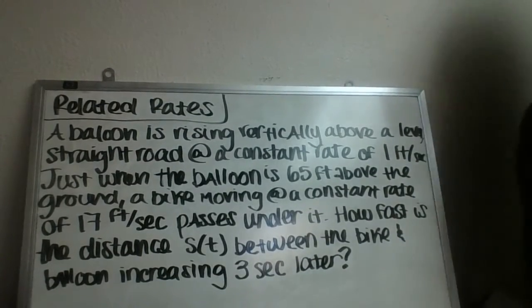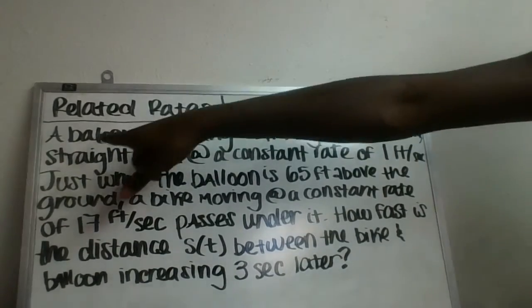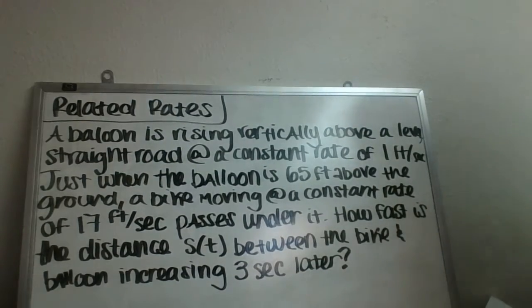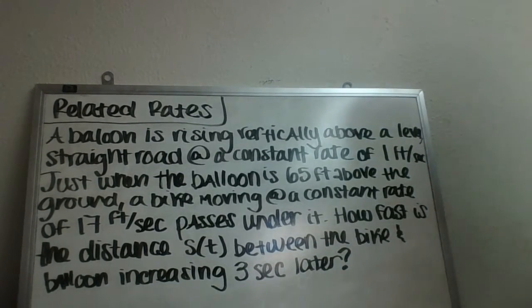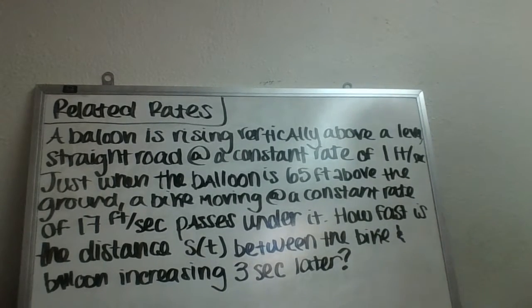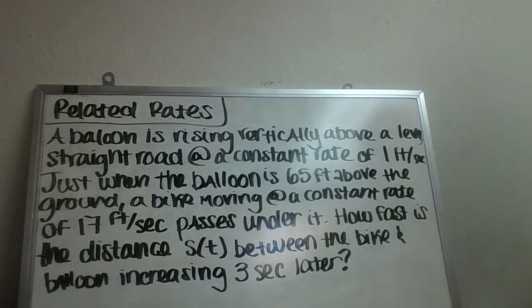So, here's our problem. A balloon, sorry, that's supposed to be 2 L's right there, my bad. A balloon is rising vertically above a level straight road at a constant rate of 1 foot per second. Just when the balloon is 65 feet above the ground, a bike moving at a constant rate of 17 feet per second passes under it. How fast is the distance S of t between the bike and balloon increasing 3 seconds later?